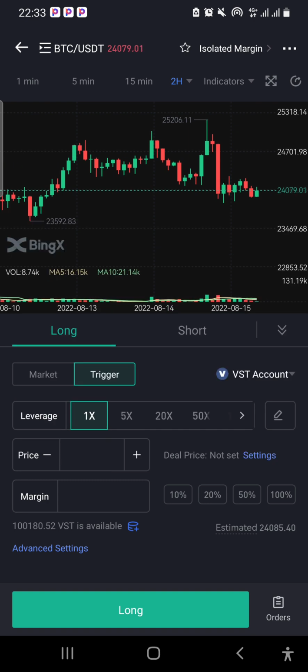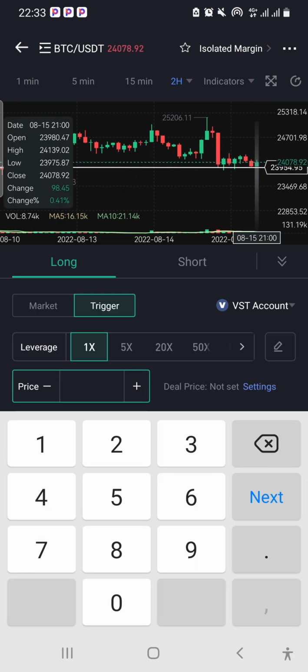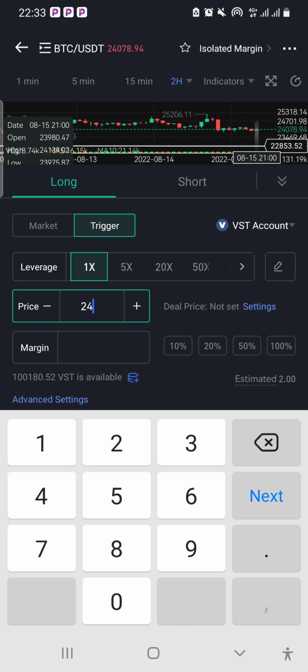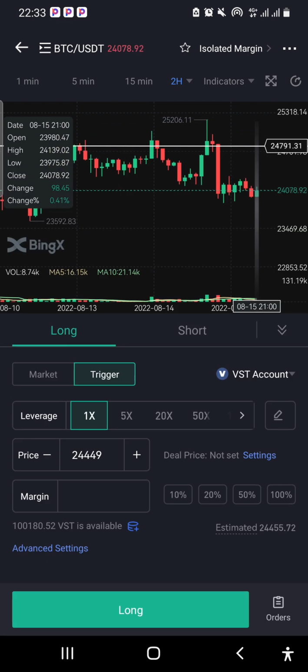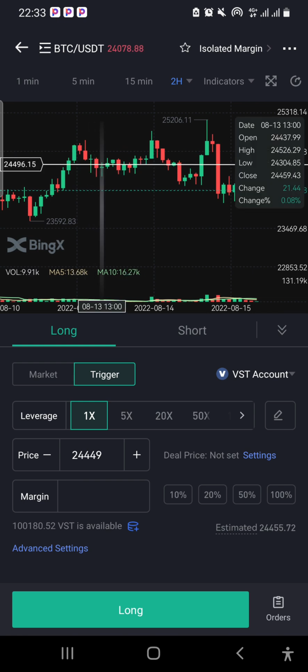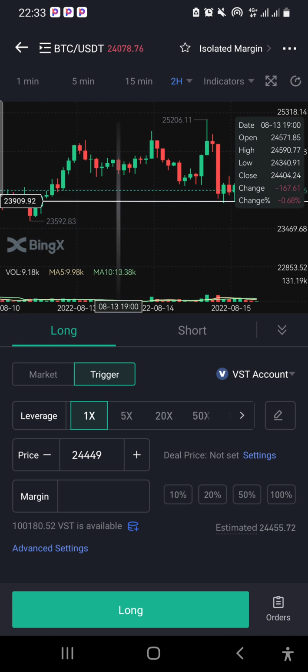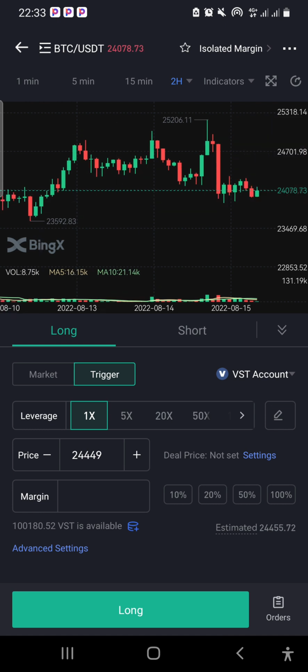So trigger is limit. For trigger, let's say I want to sell at this point right here, that's like 24,449. So let's say 24,449. That is my selling price. Then maybe my stop loss is at this point here.